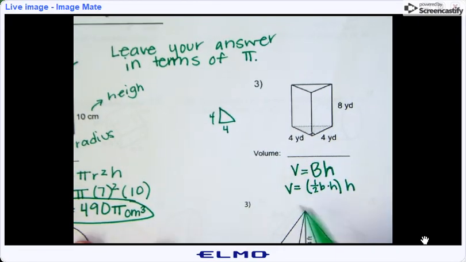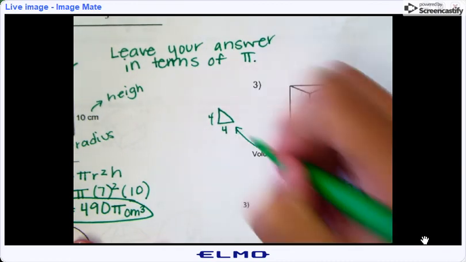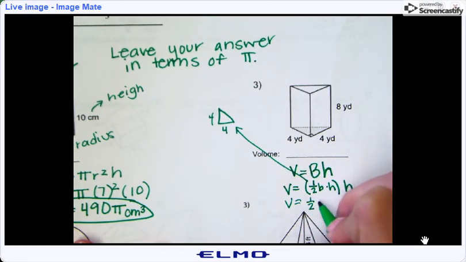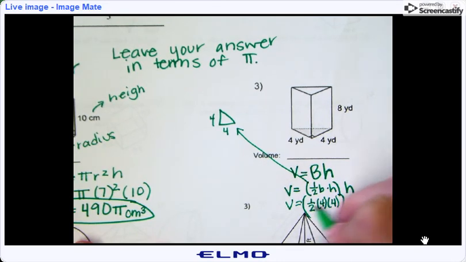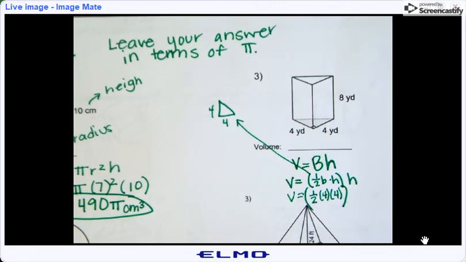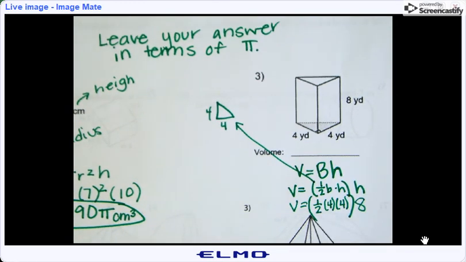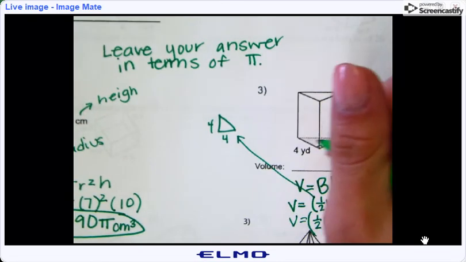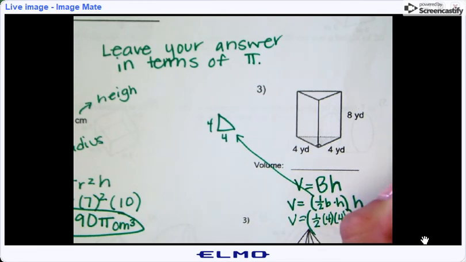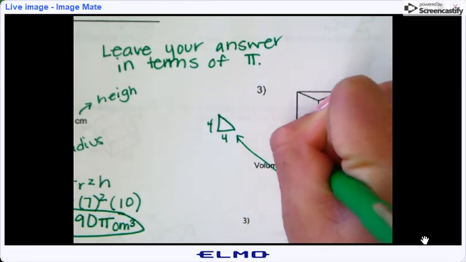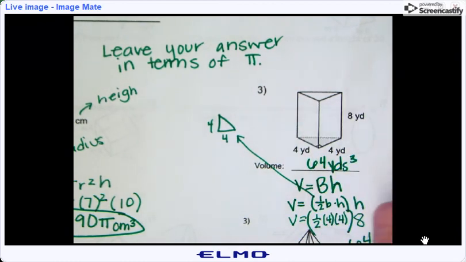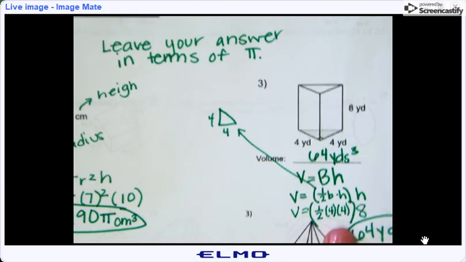Okay, so the base of this triangle, and this is talking about that triangle here. The base of that triangle is 4, and the height is also 4. So in that parentheses, that's just the area of the triangle. Then if I want to find the volume of the prism, I got to multiply that by the height of 8. So if I do that on my calculator, I get 1/2 times 4 times 4 times 8. So the volume for this will be 64 yards cubed. Okay, so all I did was type all of that into my calculator there.